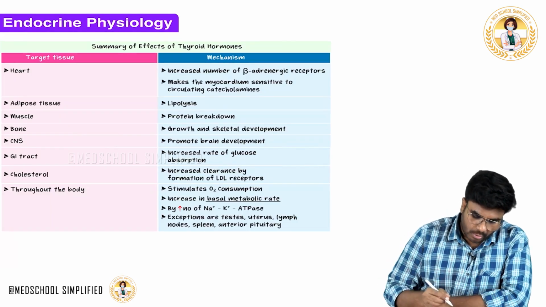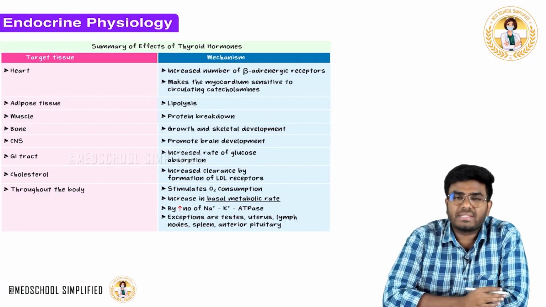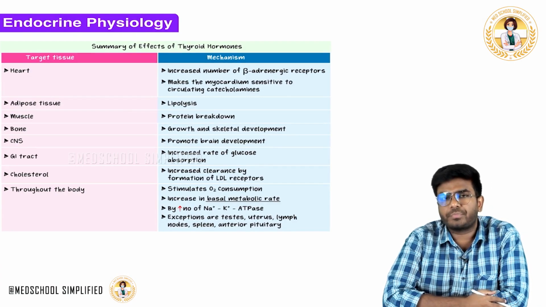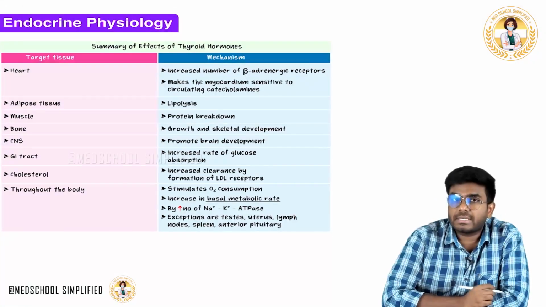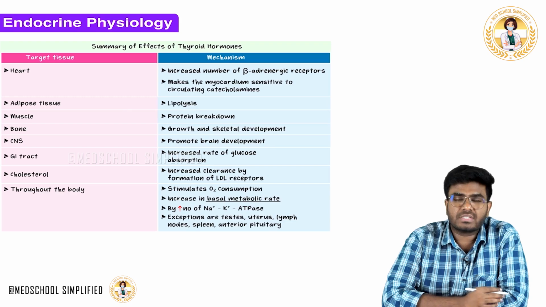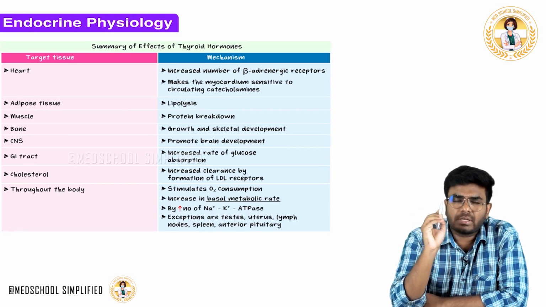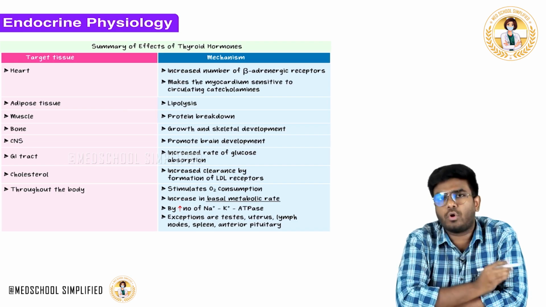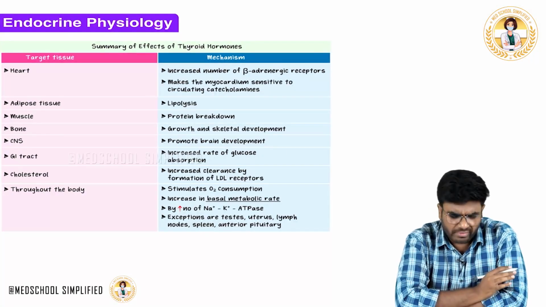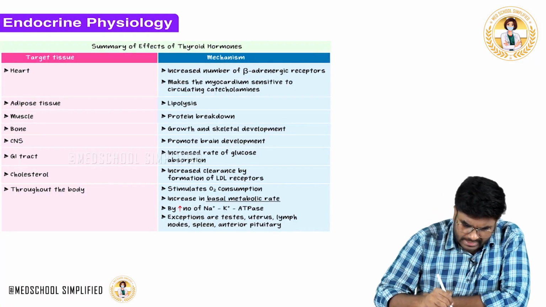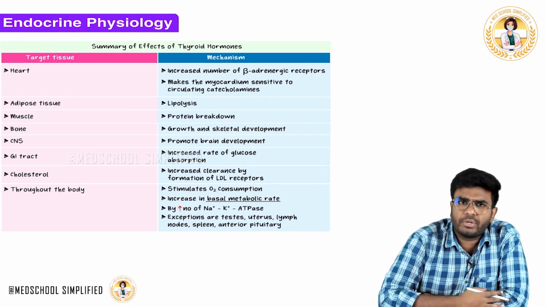Welcome back, guys. We have already discussed how exactly the thyroid hormones are produced. We have seen how T3 and T4 are produced, and also the differences between T3 and T4. I have explained that T3, triiodothyronine, is the active form and T4 is the inactive form. Now, let's see what exactly these thyroid hormones are doing to our body.